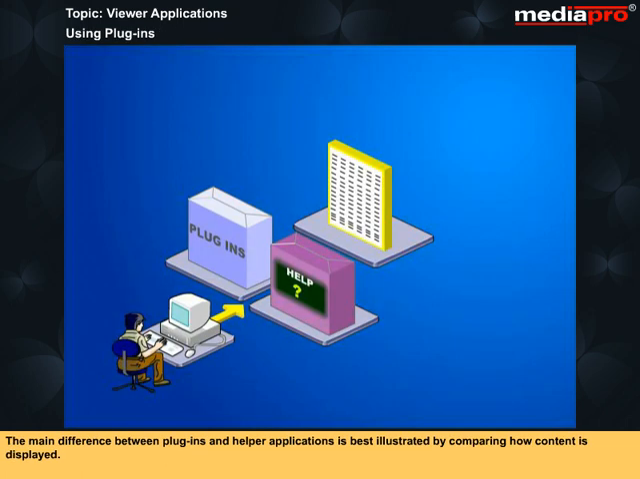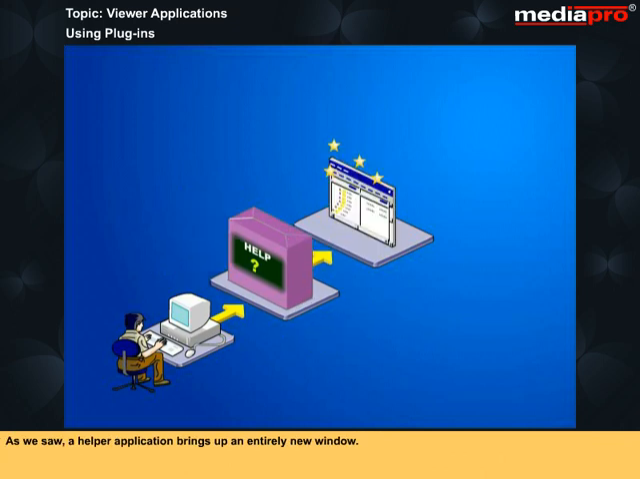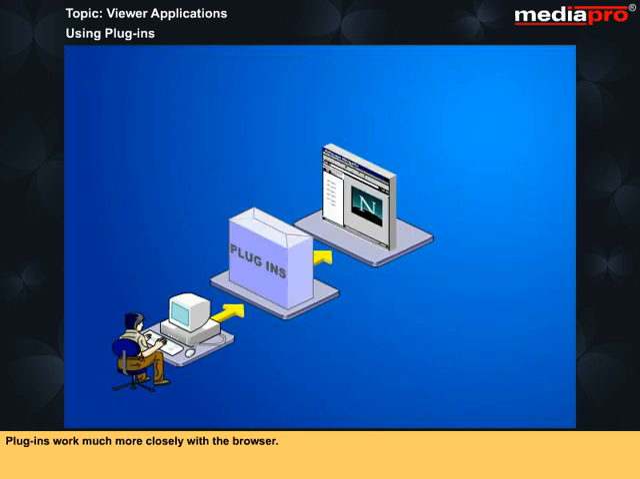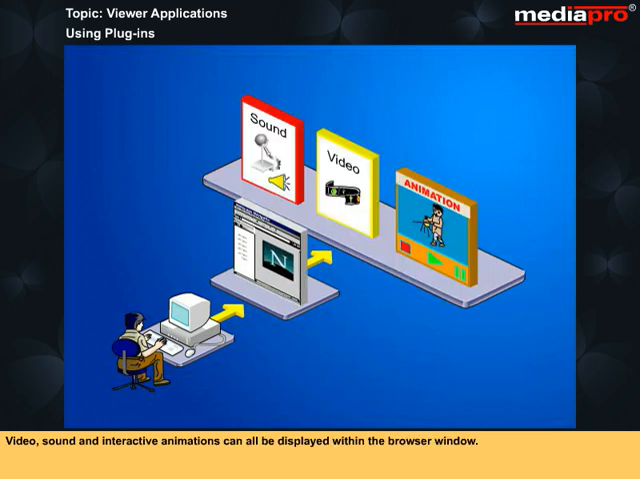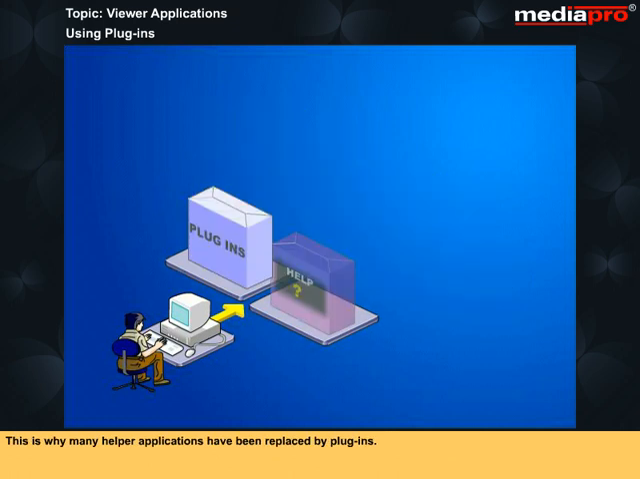The main difference between plugins and helper applications is best illustrated by comparing how content is displayed. As we saw, a helper application brings up an entirely new window. Plugins work much more closely with the browser. Videos, sound and interactive animations can all be displayed within the browser window. This is why many helper applications have been replaced by plugins.